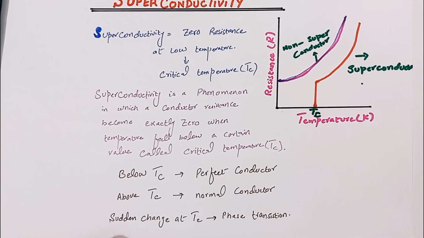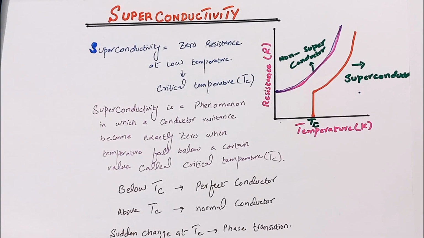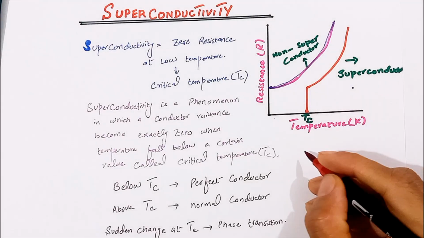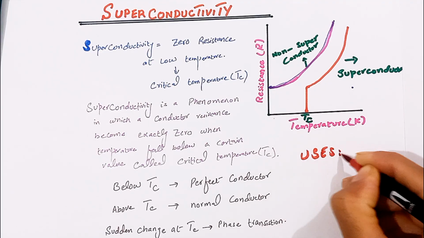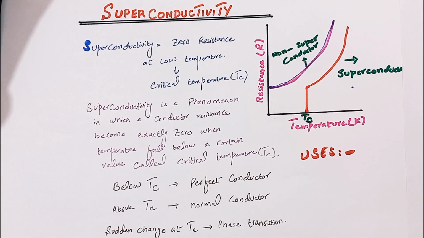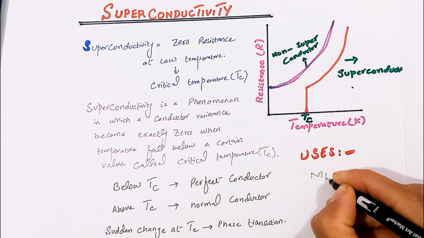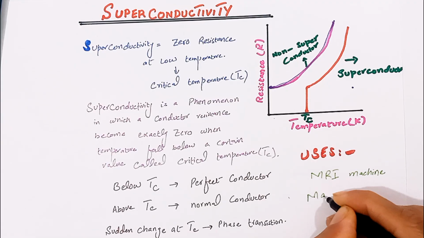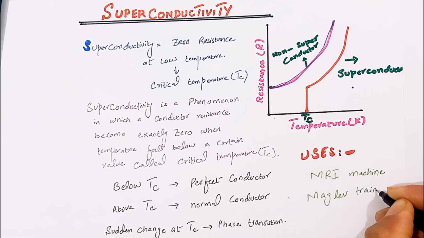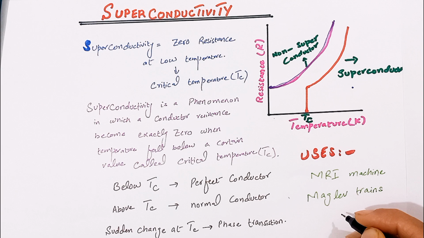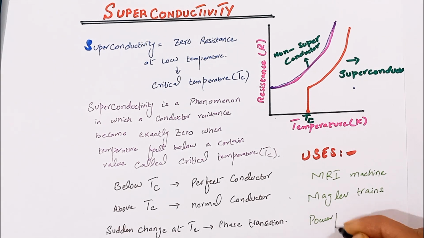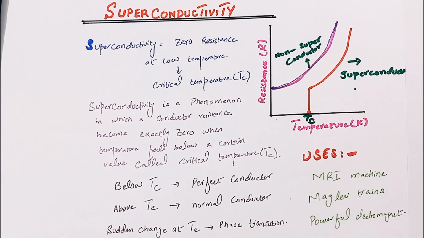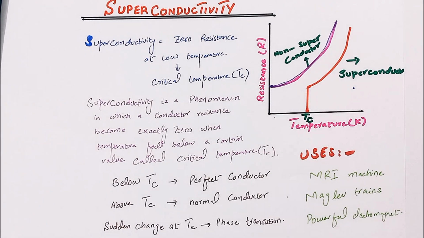Now we talk about superconductor uses, where we can use the superconductor. So here we discuss the uses. In the uses of superconductor, we write: it is used in MRI machines. Second, it is used in maglev trains, and third, we use it in powerful electromagnets. That is the uses of the superconductor.